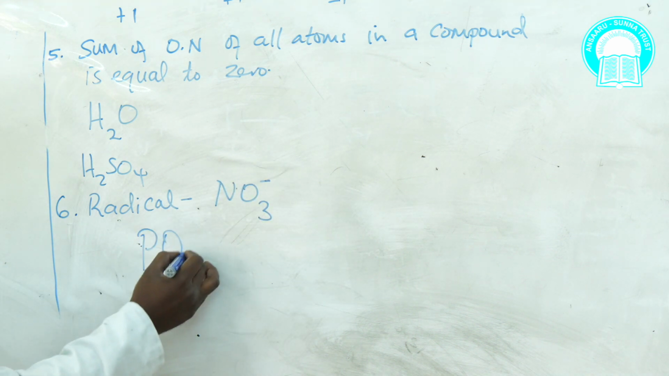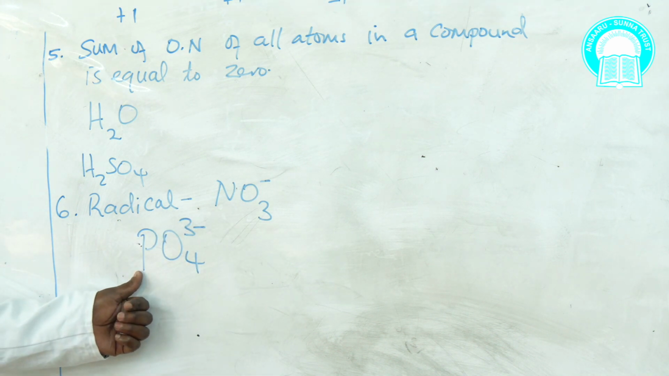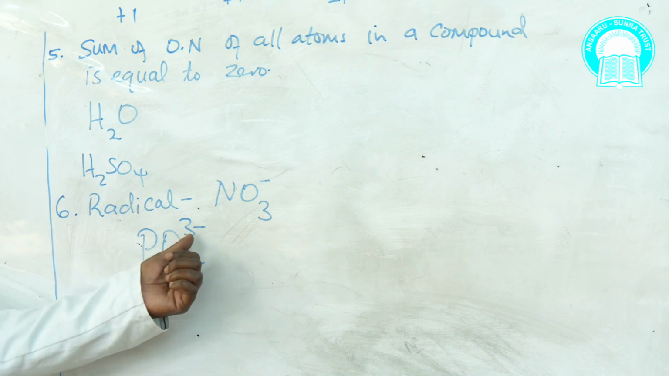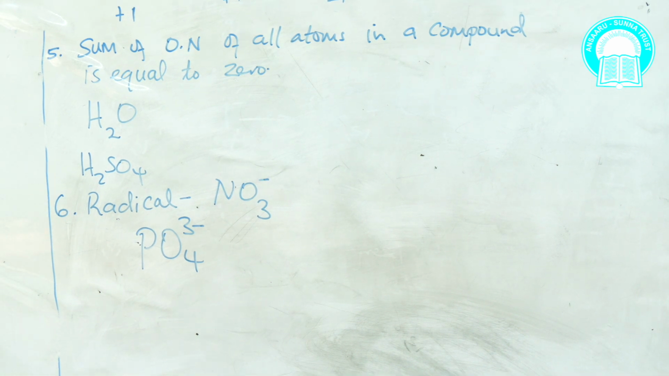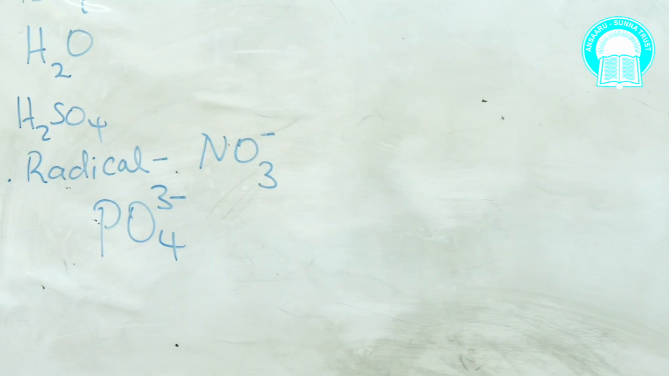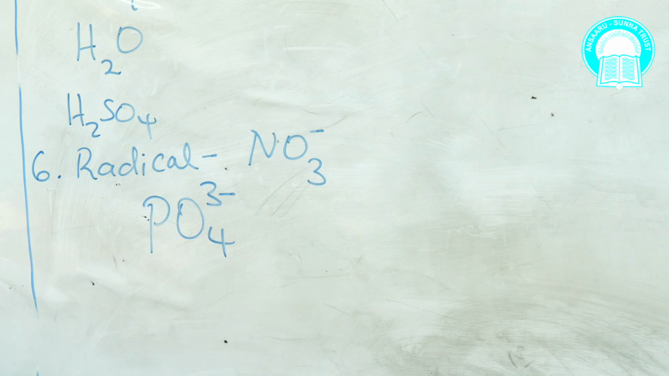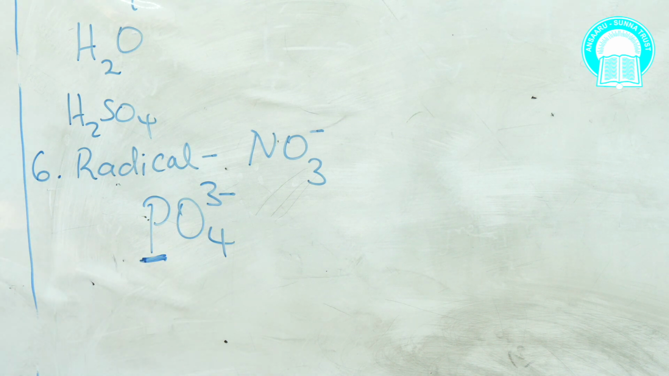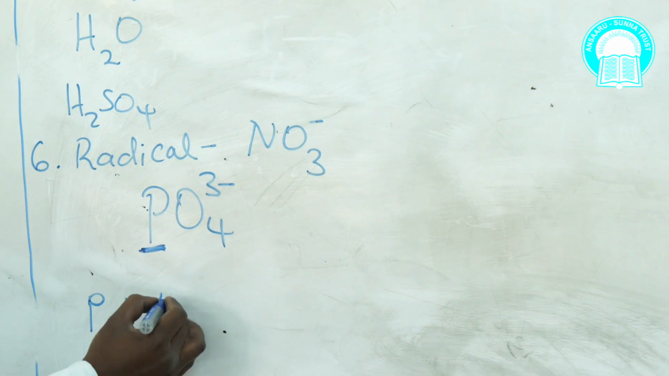We have another radical. We can give an example of phosphate: 1 phosphorus atom, 4 oxygen atoms. When we put that together, we should get an overall charge of -3. We can use that to find the oxidation number of any element. Let's look for the oxidation number of phosphorus in this radical phosphate. So we want the oxidation number of P. We are going to say P plus, we have 4 atoms of oxygen.